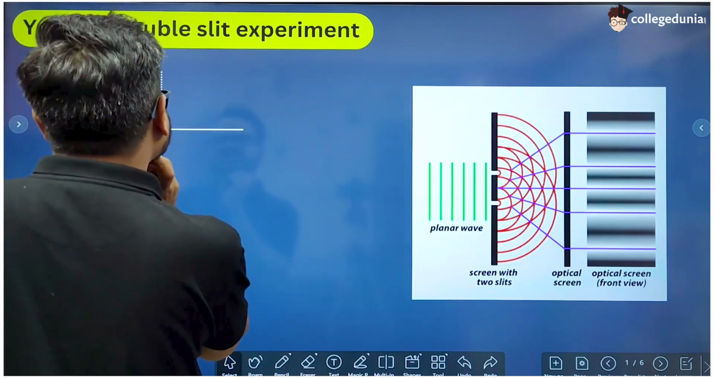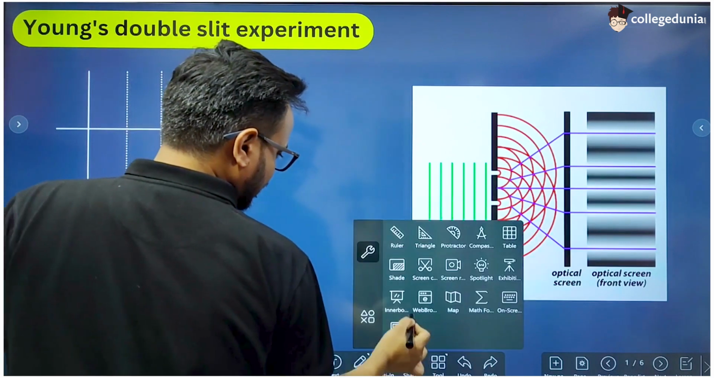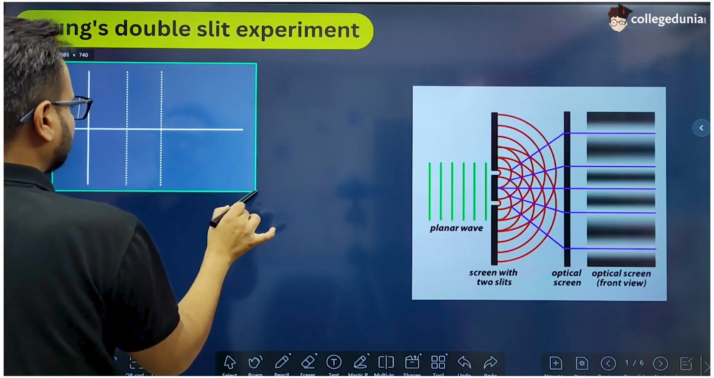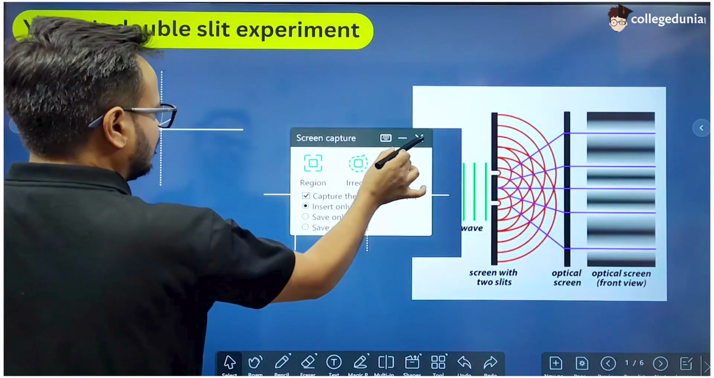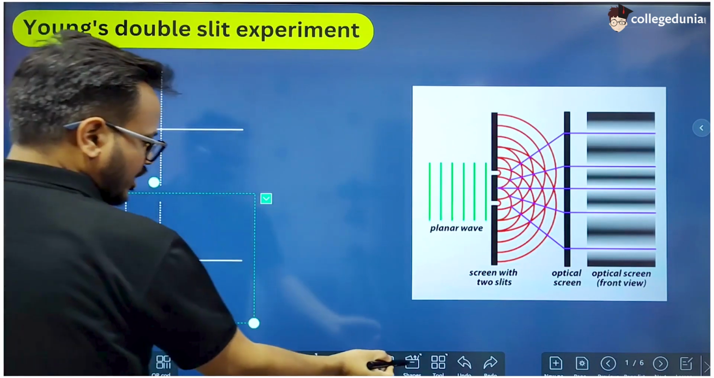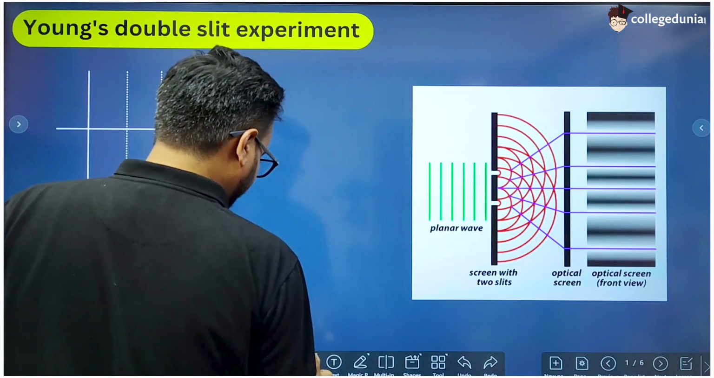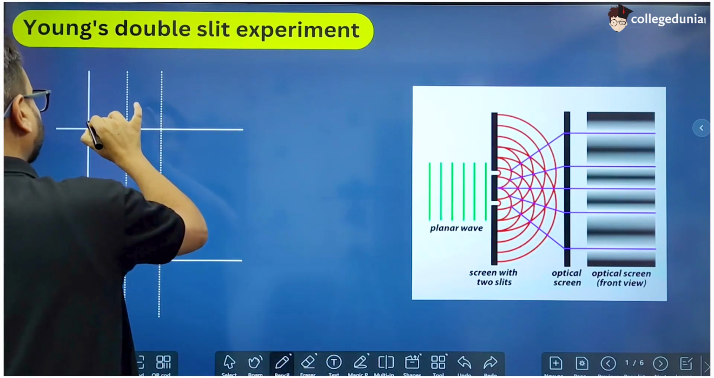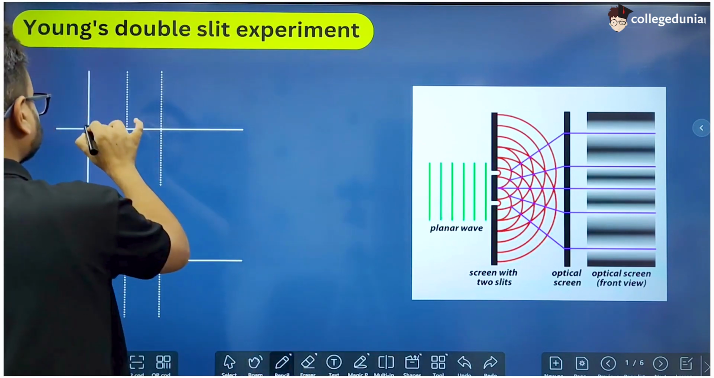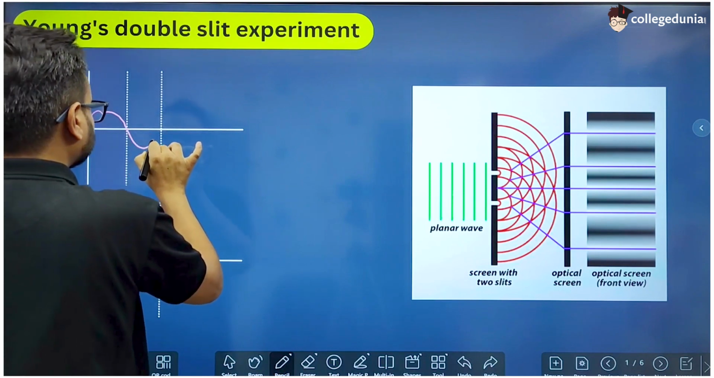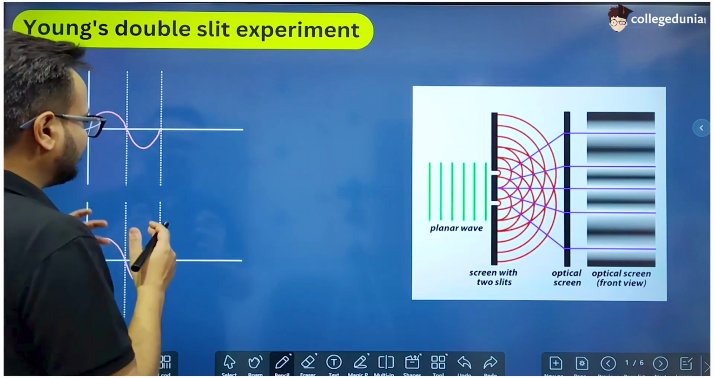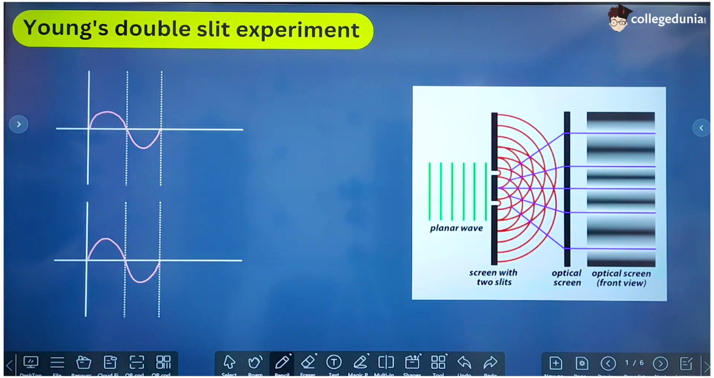Okay, I'll copy this part. Let's save some time. Okay, one wave is like this. One wave is like this. And the second wave is like this. Now, if these two waves superimpose on each other, what will happen?